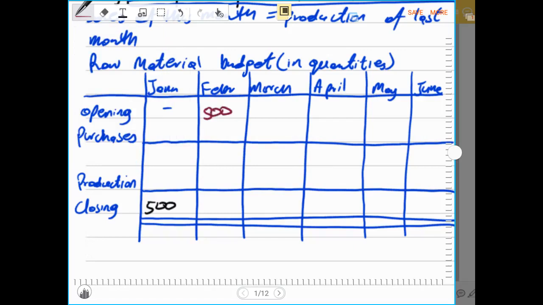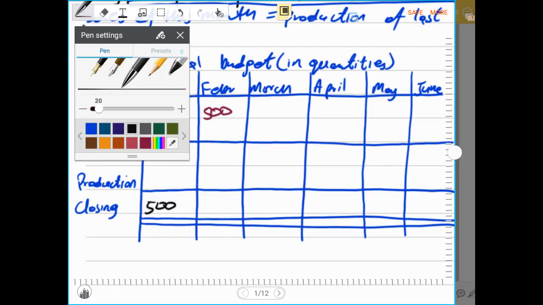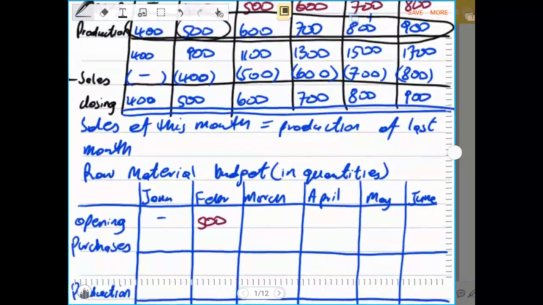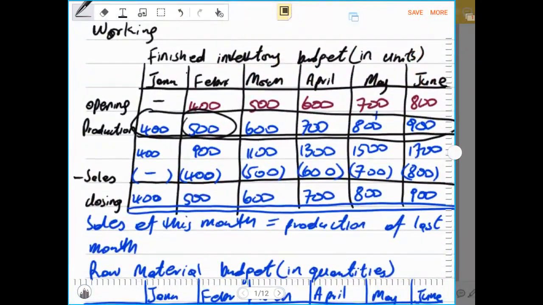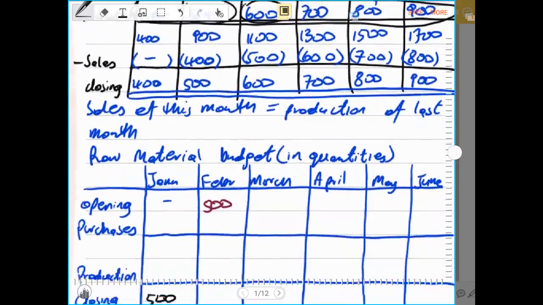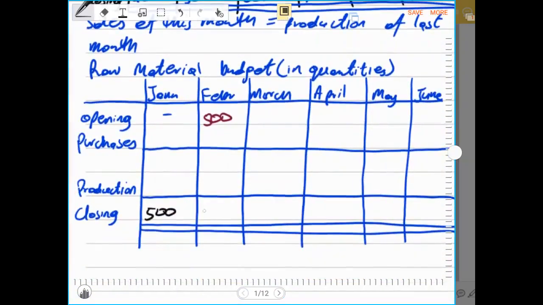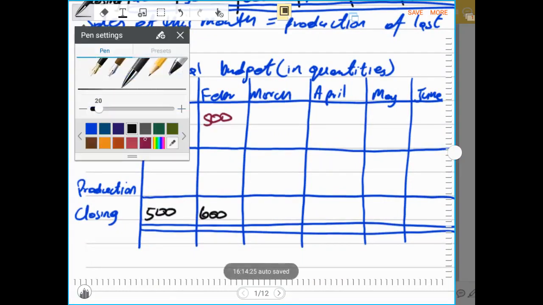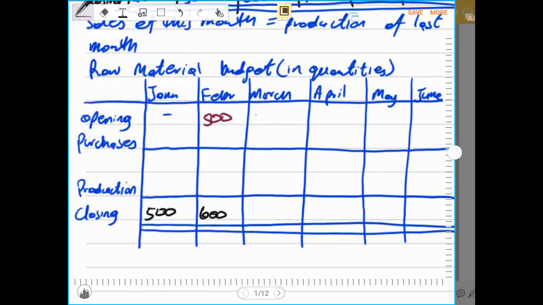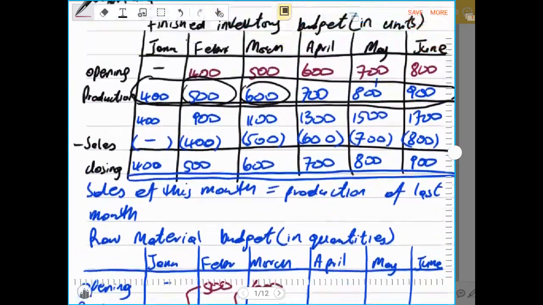Then we also know that closing of the month of February should be equal to production of the next month. So production of the next month, which is production of the month of March, must be the closing of the month of February, which is 600. So that 600 will become the opening in the next month of March, because closing becomes opening. This month's closing becomes opening. Then now we go again.